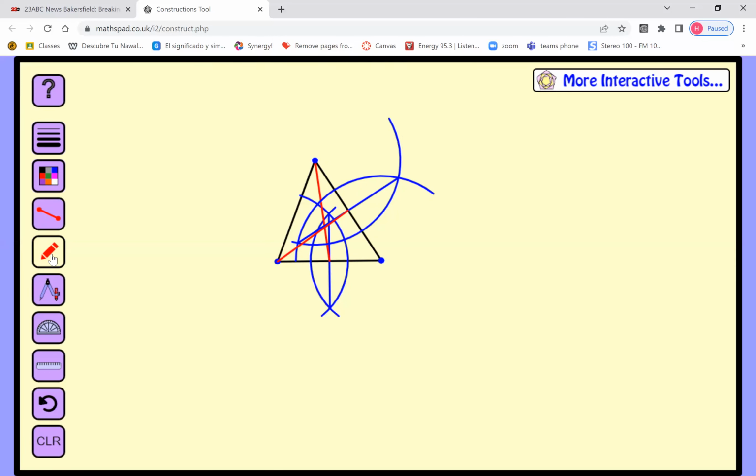I can draw the third median. And as a matter of fact, all three medians are going to meet at the same point, but two medians is enough. I'm gonna do this circle there. I'm gonna call that C for centroid. It's the one point where two medians intersect.